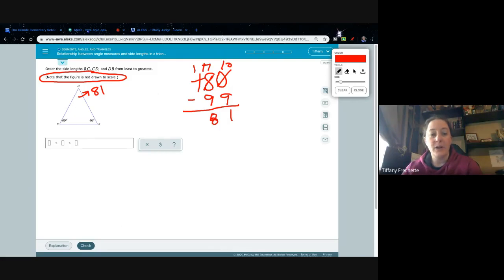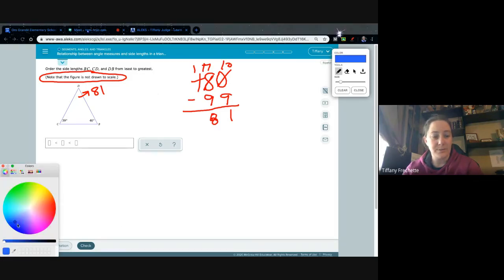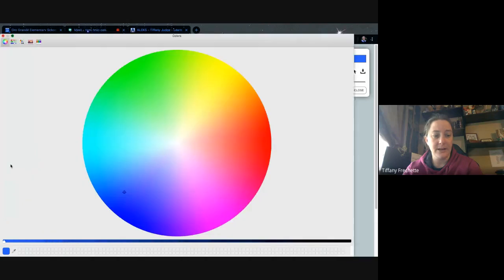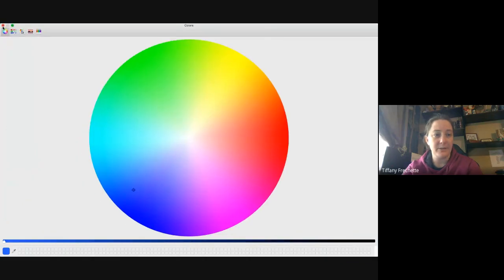So we know if we add these two together, we get 99. And then if I subtract from 180, I get 81. So now we have our three angles here. And I'm going to switch my color up to blue here. Why not? Close that. Whoops. Did not mean to maximize it. I wanted to close it.